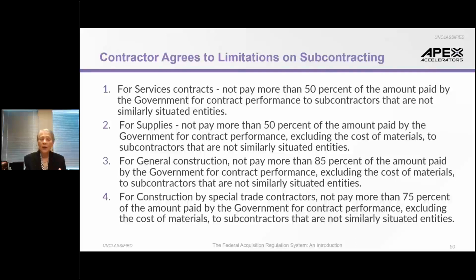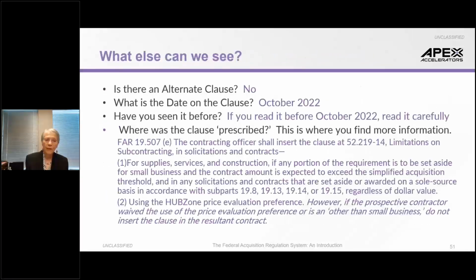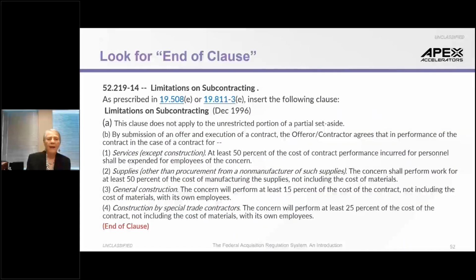So first of all, it's saying the contractor agrees to limitations on subcontracting. And it details that that's different for service contracts, for supplies, for general construction, and for special trade contractors. Is there an alternate clause? Not on this one, but look out for those. What's the date on this clause? It was October 2022. So if you'd read it before October 2022, read it again. Where was it prescribed and where can you find more information? Okay. It was prescribed at FAR 19.507(e). Look for the end of clause so you know you read the entire thing.